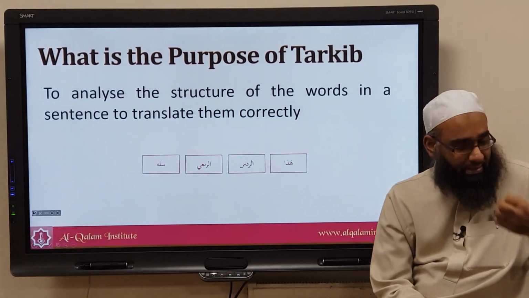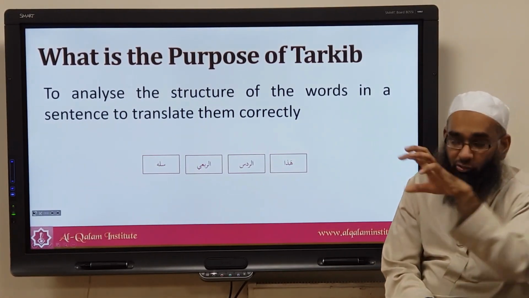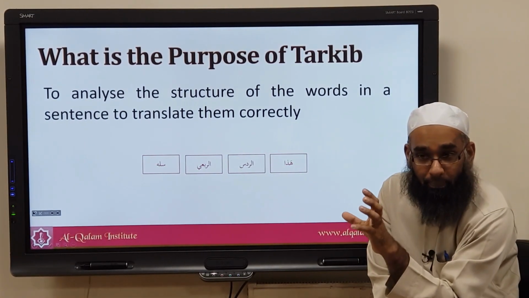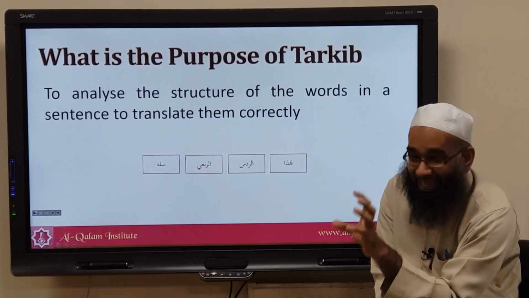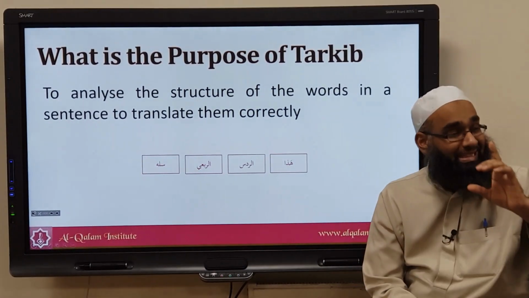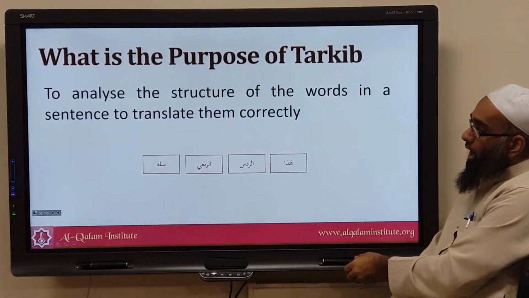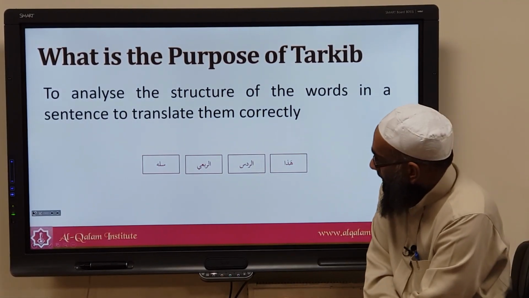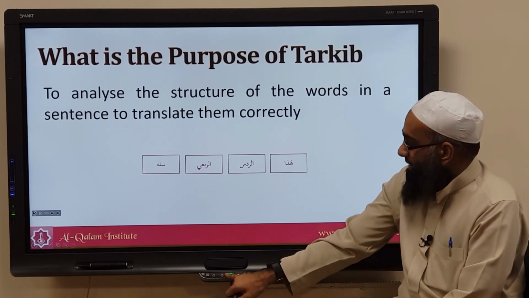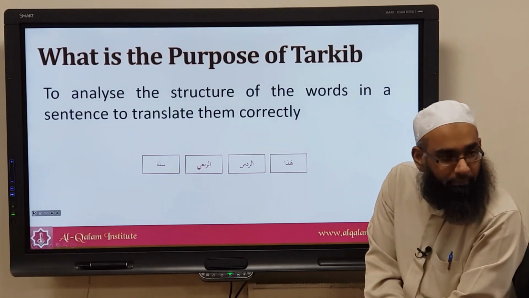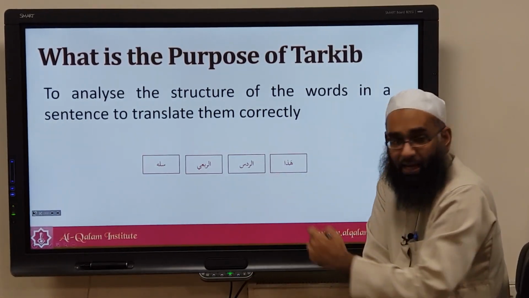Okay? So the purpose of this is what? You analyze the sentence, not for the grammar. That's in Arabic. The purpose of the Tarkib is to analyze the sentence so you can translate it correctly. So for example, if I have this sentence in front of me, right? Now we're analyzing it. How do you analyze it? You see, for example, Hadha is what? Ismul Ishara.